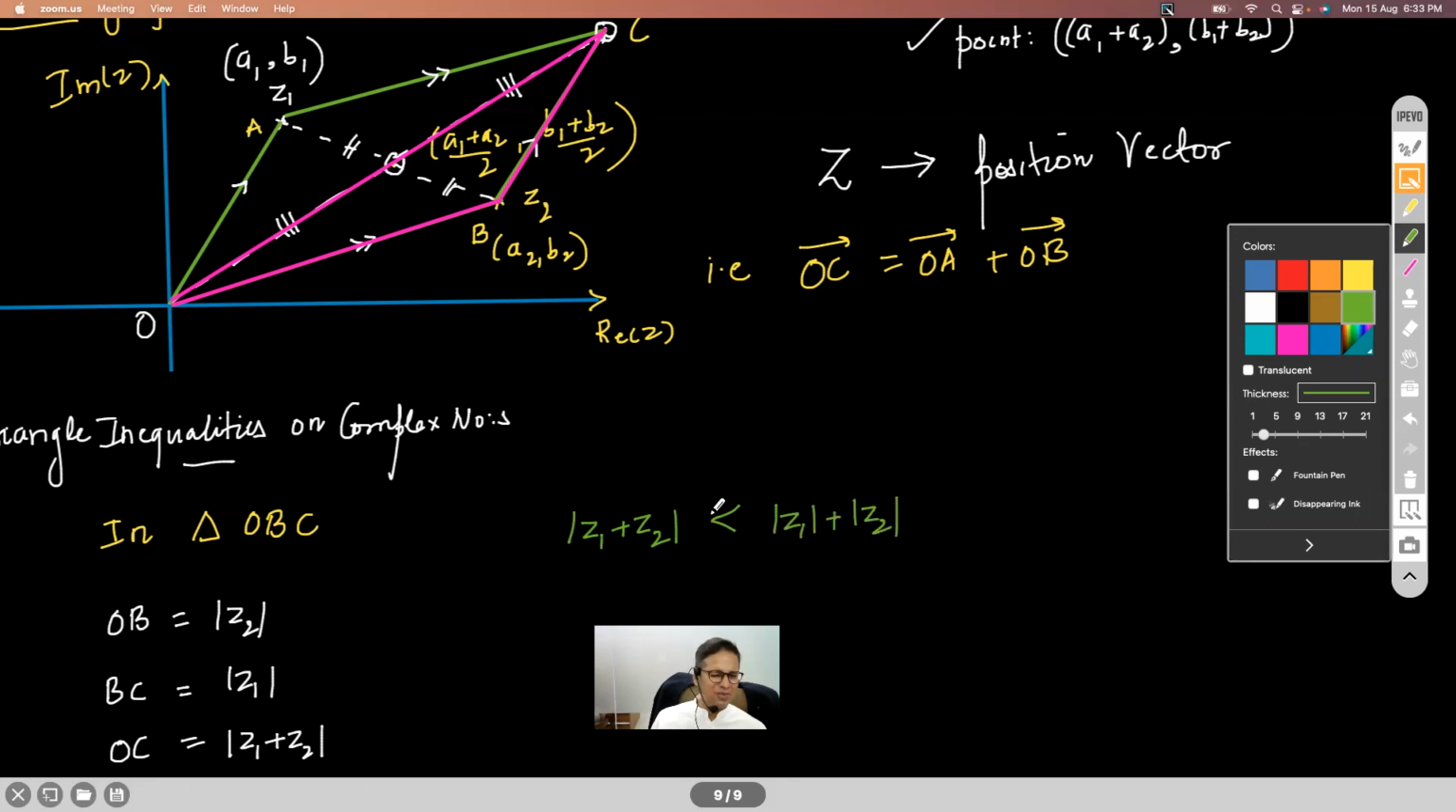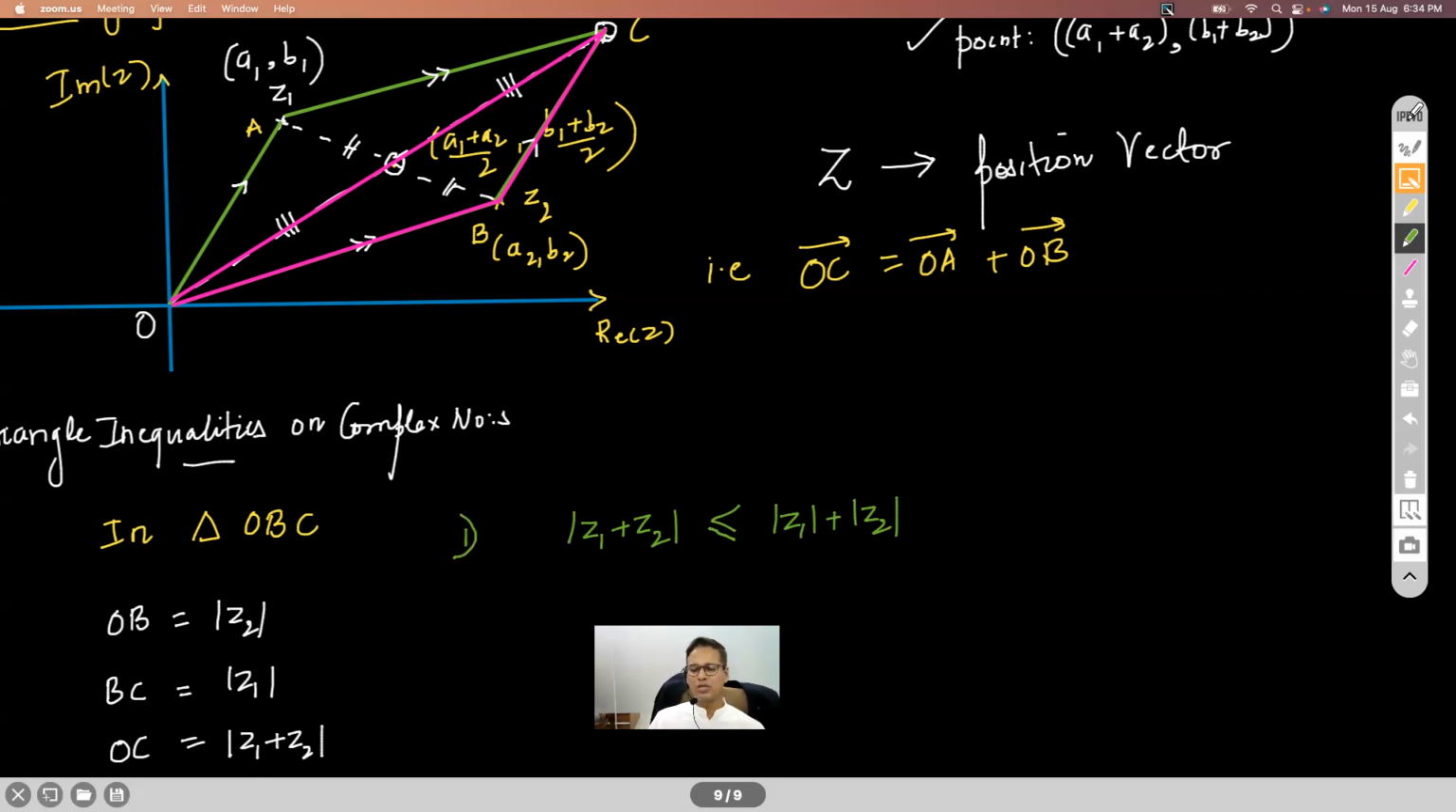But here I'll make a small change. I'll keep the equality sign also, right? So this is your first triangle inequality that you get from the very same diagram. Note it down. So the sum of two complex numbers' modulus will always be lesser than or equal to the sum of the respective moduli of the two complex numbers.